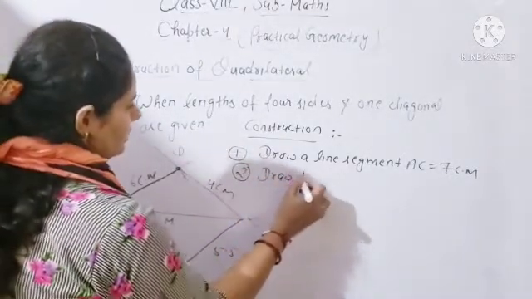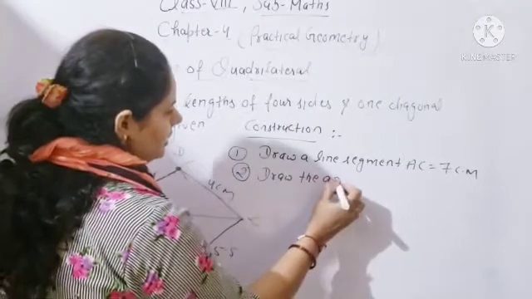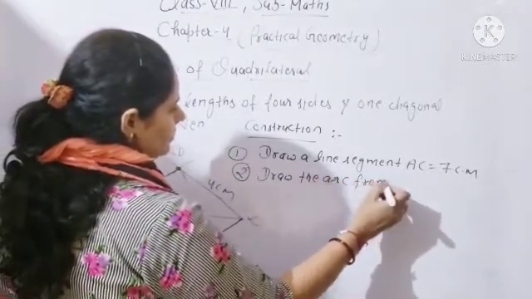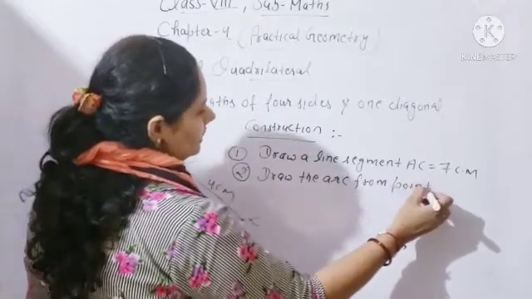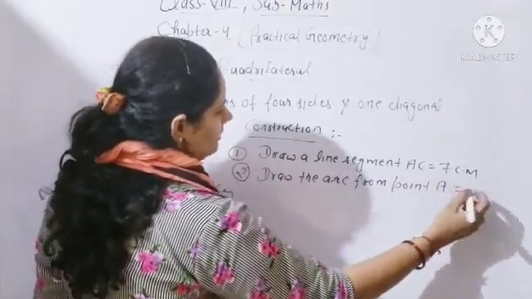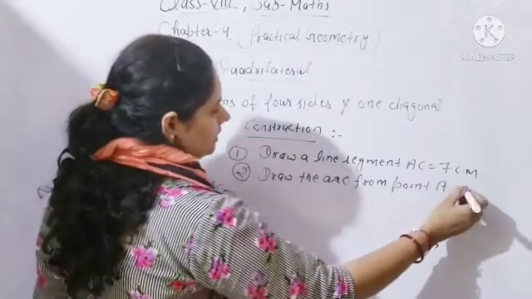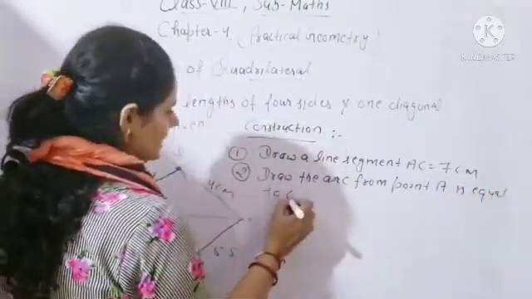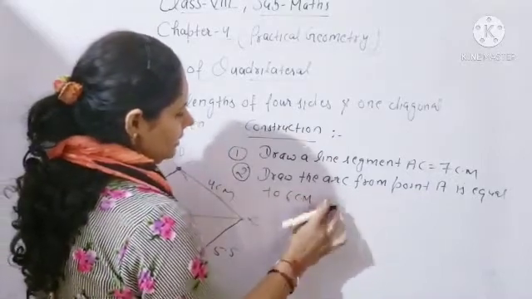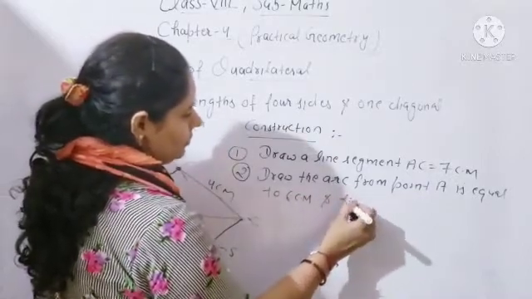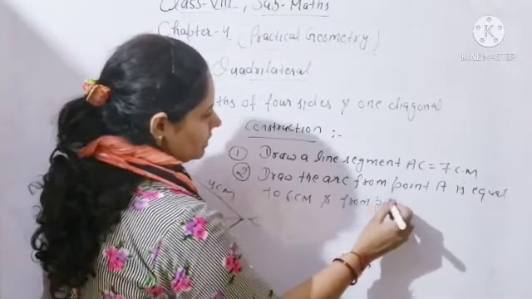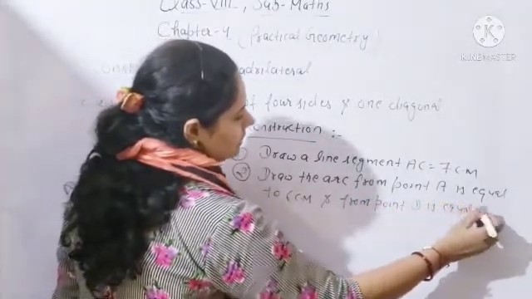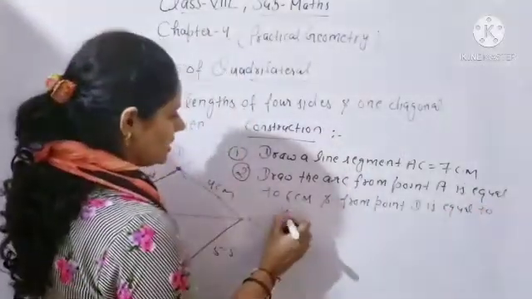draw the arc from point A equal to 6 centimeter and from point C equal to 4 centimeter.